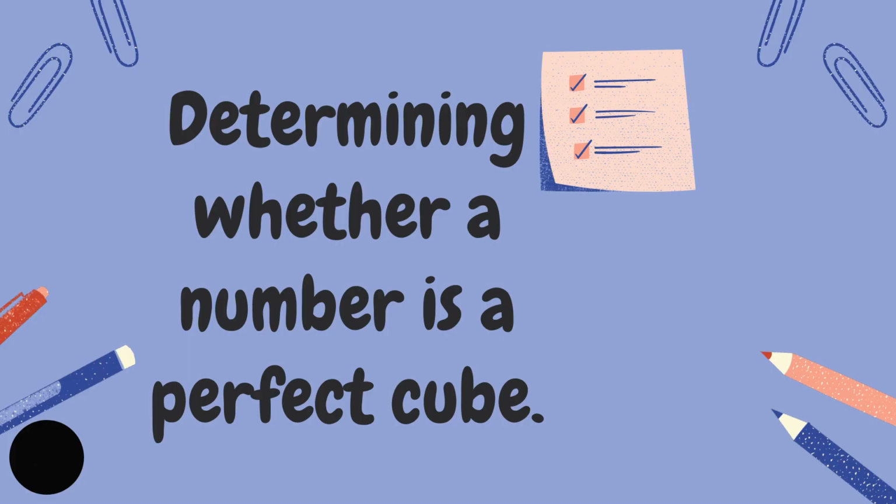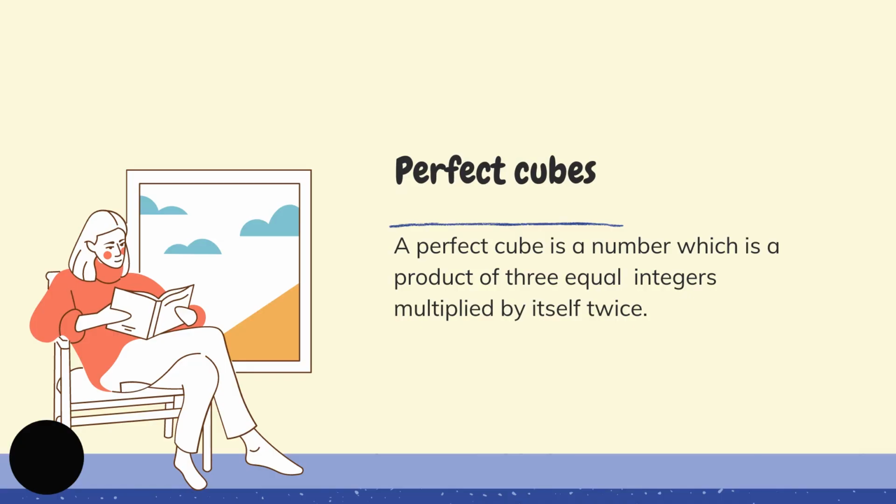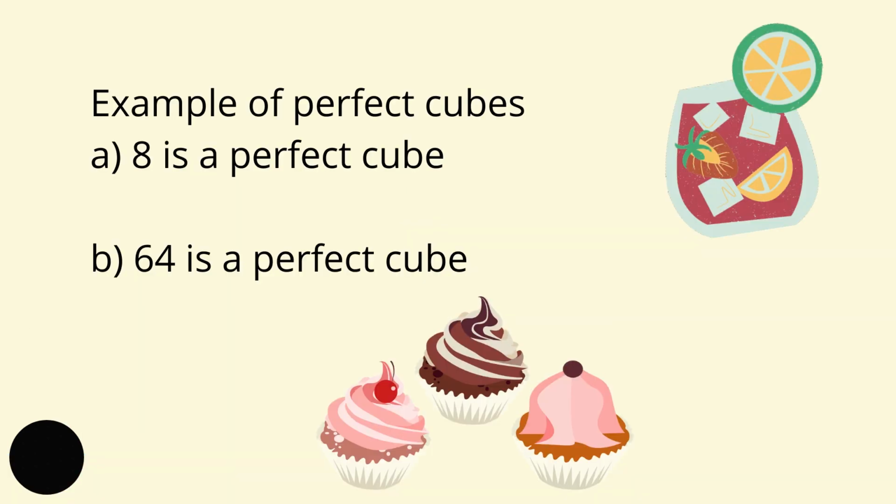Now let's learn how to determine whether a number is a perfect cube or not. So what is a perfect cube? A perfect cube is a number which is a product of 3 equal integers multiplied together. For example, 8 is a perfect cube because 2 multiplied by 2 multiplied by 2 is 8. 2 multiplies itself twice to form 8. 64 is also a perfect cube.